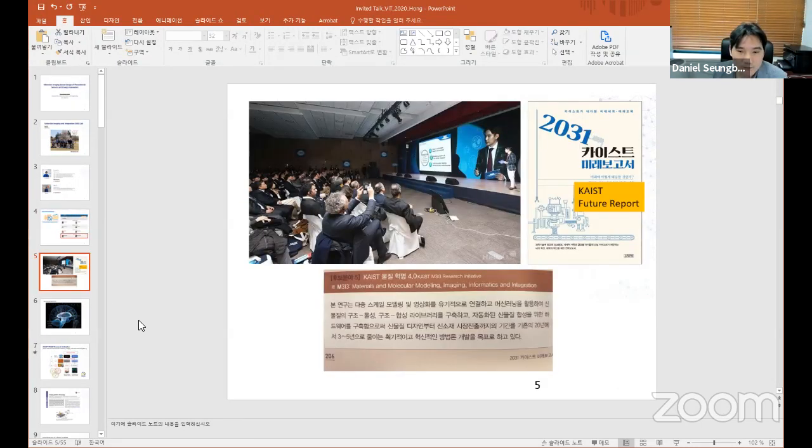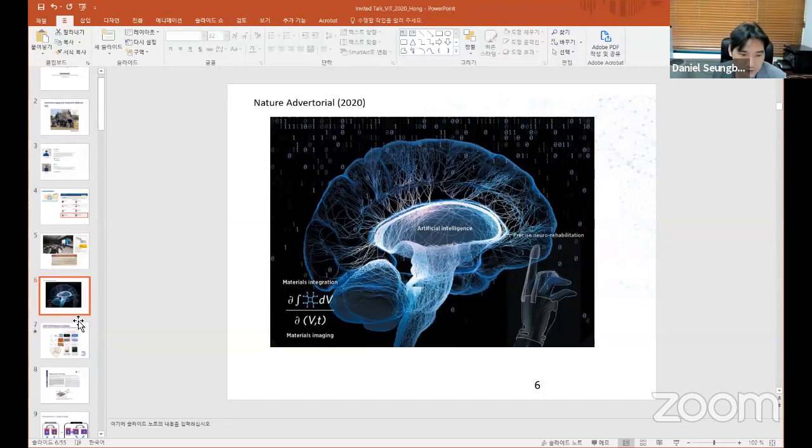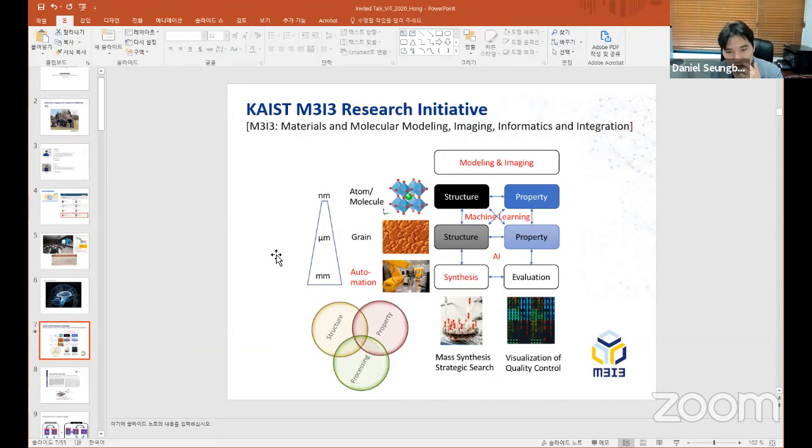Okay. One thing that I told you was materials imaging and integration. The bigger grand vision we have is materials and molecular modeling, which has 3 M's, imaging, informatics, and integration, which has 3 I's. And this has been selected as one of the 10 flagship research areas in KAIST, aiming for 2031. That's Vision 50, which was reported in Future Report KAIST, and this is the only one related to material science. And if you see the next page, this month in Nature, we had a Nature advertorial to show our own logo of materials integration and materials imaging, as well as the introduction to our M3I3 vision, which in the next slide I will simply tell you what it is.